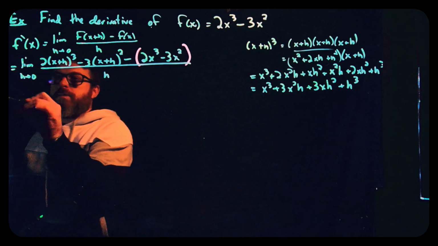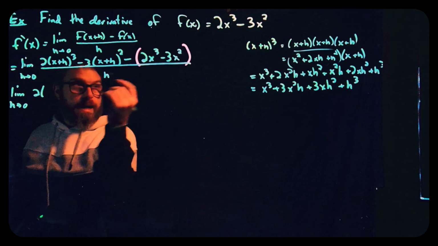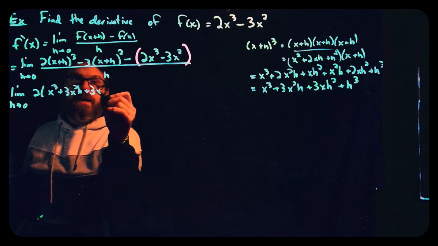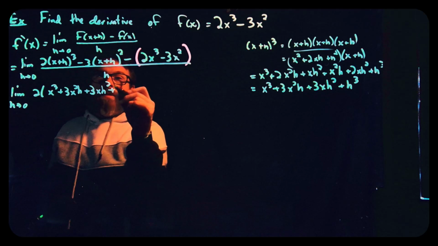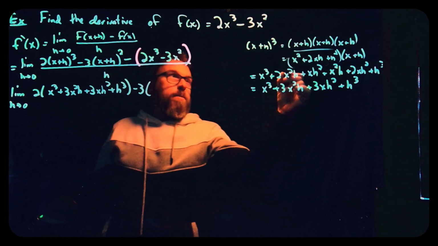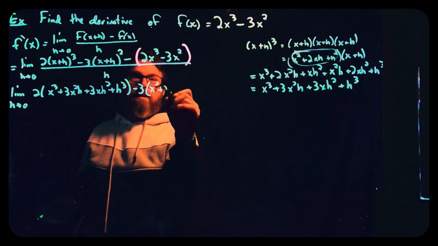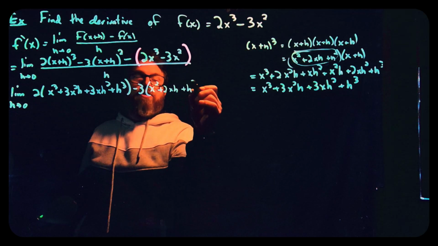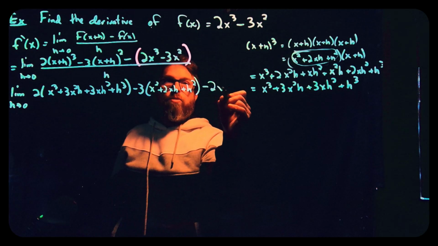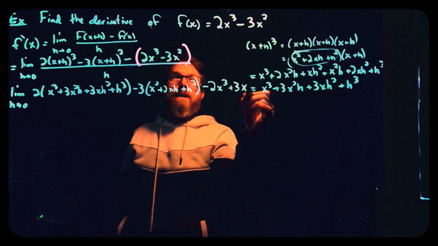So this is now going to be equal to the limit as h approaches 0 of 2 times that. So x cubed plus 3x squared h plus 3xh squared plus h cubed. Minus 3 times that trinomial, that would be this piece here, this x plus h squared. So x squared plus 2xh plus h squared. And I still have minus this 2x cubed, and then minus this minus is going to be plus 3x squared.